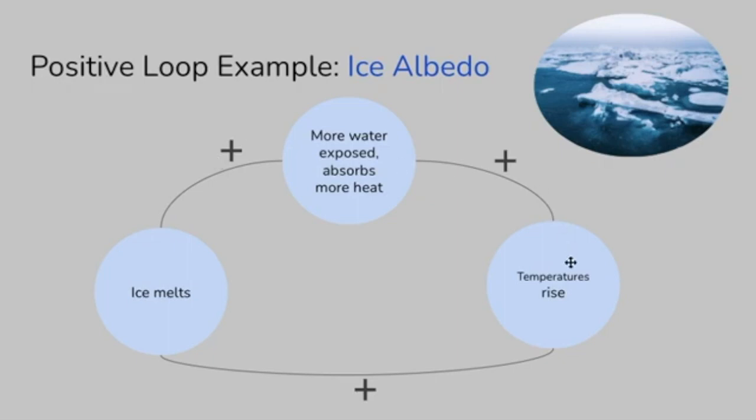That'll then cause temperatures to rise and more ice to melt. The more ice that melts, the more water that is exposed, and you can see how this cycle is a positive feedback loop. Now, this isn't necessarily the same type of feedback that's going to happen within an organism or a cell, but it is an example of positive feedback within an ecosystem. So I want you thinking about this when we get to our unit on ecology.